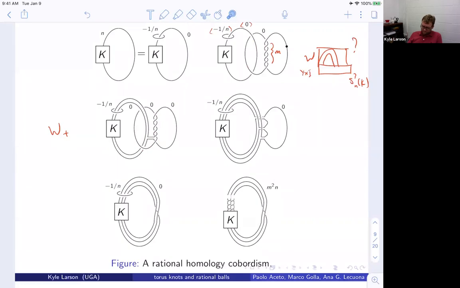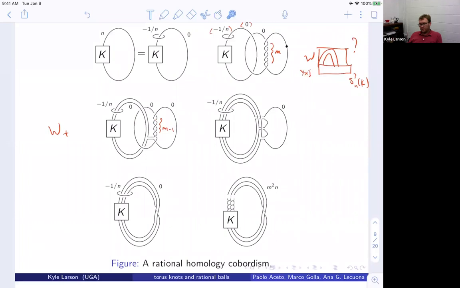So if here we had linking number M, now we're down to M minus one. And then we repeat. In this picture, M is three, so we should do three handle slides. After three handle slides, this middle component will be completely unlinked from the rightmost component, which means that it'll just be a meridian to the knot K. So after doing these handle slides, we'll have a zero-framed meridian to our knot K.